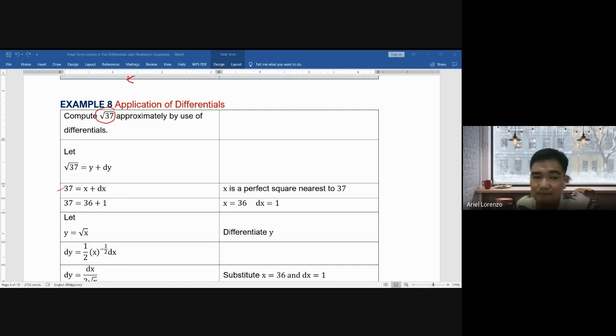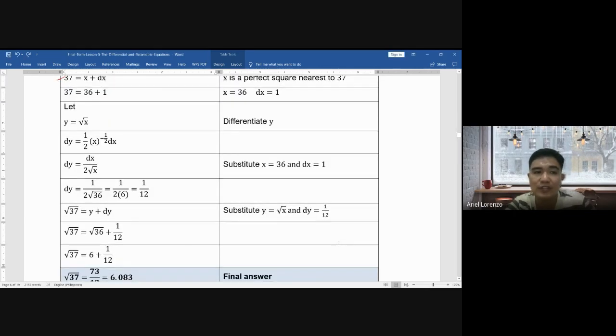So I repeat, ang first step, you have your square root of 37. Let square root of 37 equals to y plus dy. And then yung loob niya, si given, 37, should be equal to x plus dx, wherein your x there is a perfect square nearest to 37. And then yung x na yun, kung ano yung natira, yun yung i-plus mo, yun yung magsisilbing dx niya. Okay? Mag-start na tayo ng ating solution.